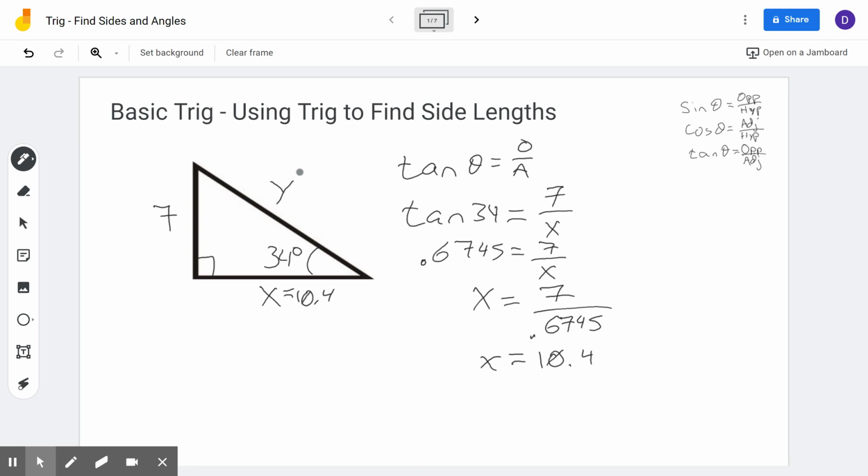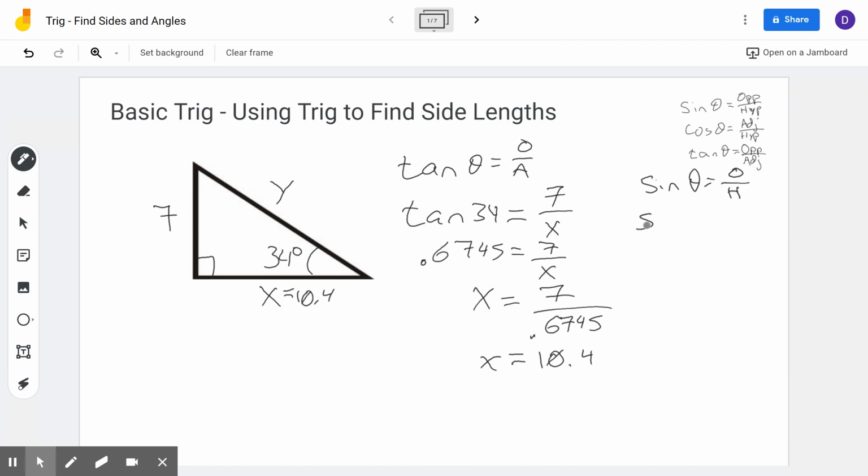We want to find y. Well, here's the thing. We don't want to use what we just calculated to find this, because this is an approximation, which means this one's going to be even further off. So you're still going to use this side and this side, opposite and hypotenuse, which will be sine. So let's write down the sine of theta equals opposite over hypotenuse. Go ahead and write that down.